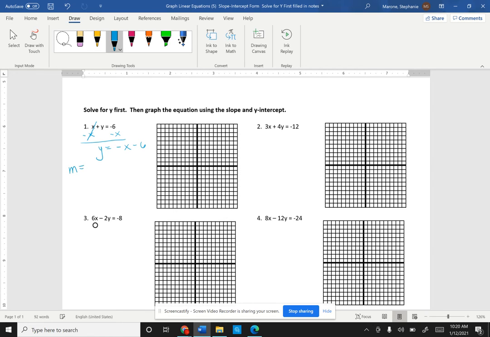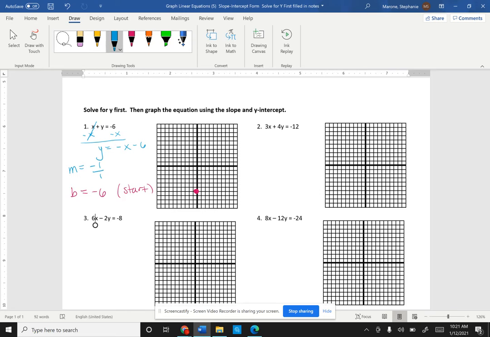So I know my slope is the coefficient of x, which in this case is negative 1, and we can always make it into a fraction, and my y-intercept is negative 6. We always start at the y-intercept. And we start on the y-axis. So 1, 2, 3, 4, 5, 6 is the y-intercept.